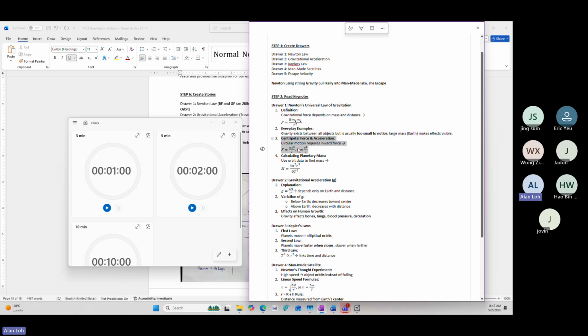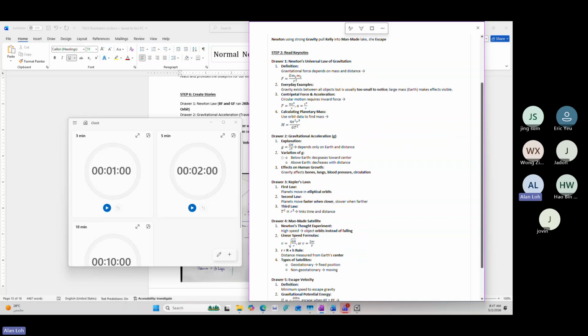If you do not understand yet as of this point, you're fine. Don't worry. Just know that there is a centripetal force that we're going to learn later in step 3, 4, and so on and so forth. Then drawer number 2, you have something related to gravitational. Below Earth has different characteristics, and above Earth has different characteristics, and that's all you need to know. How and why, we're going to know later. And this also depends on the distance.